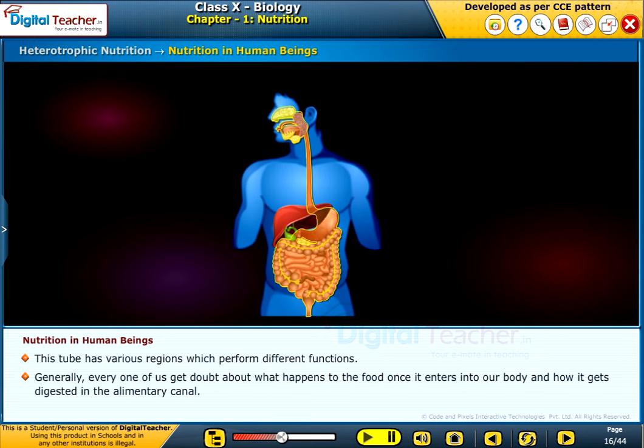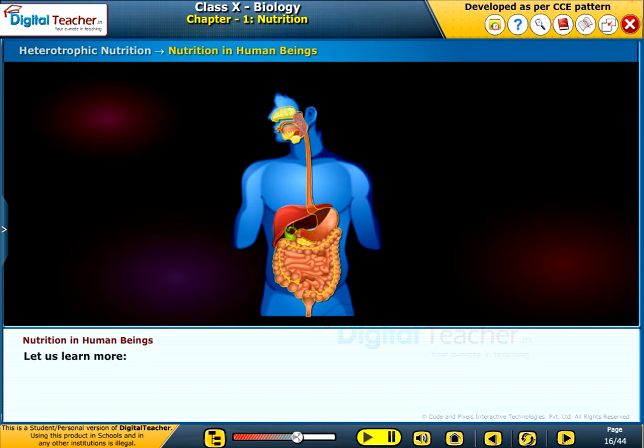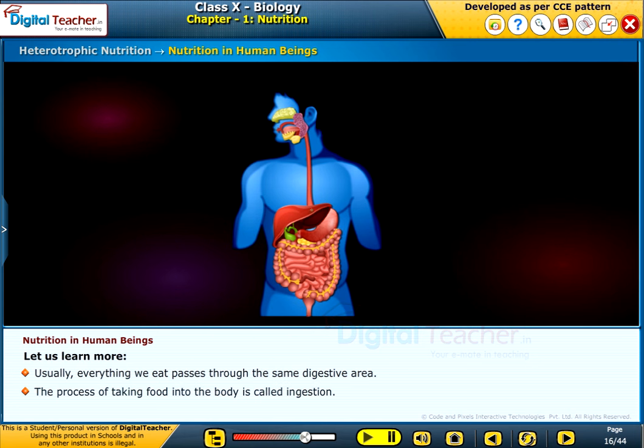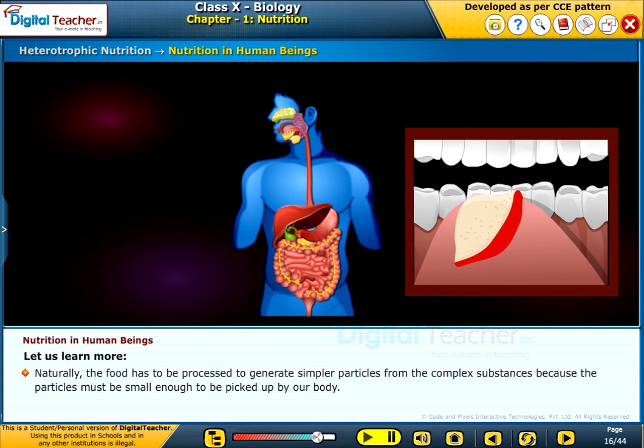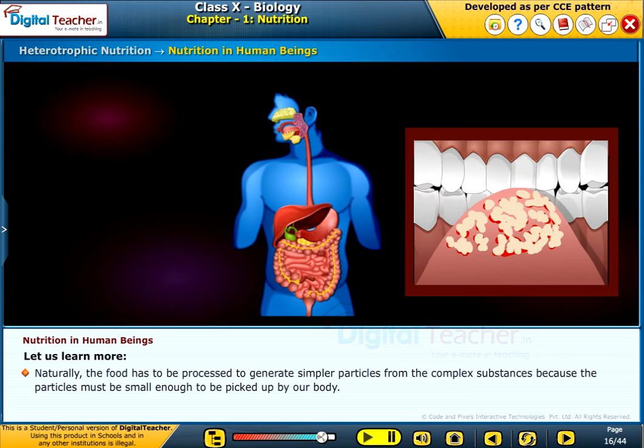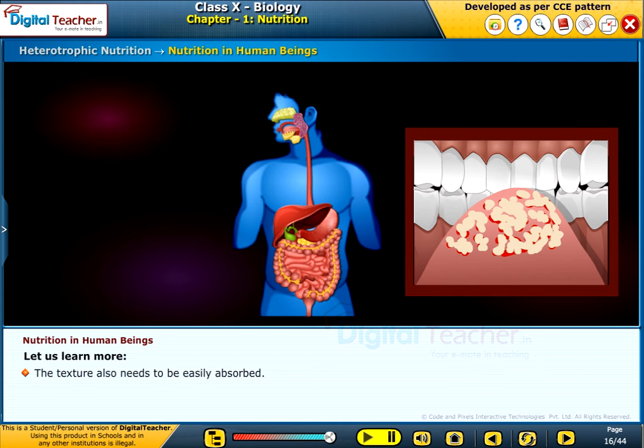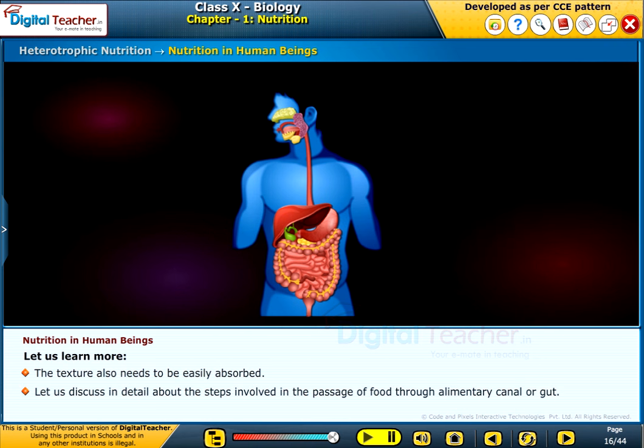Generally, every one of us has a doubt about what happens to the food once it enters our body and how it gets digested in the alimentary canal. Let us learn more. Usually, everything we eat passes through the same digestive path. The process of taking food into the body is called ingestion. Naturally, the food has to be processed to generate simpler particles from the complex substances, because the particles must be small enough to be picked up by our body. The texture also needs to be easily absorbed. Let us discuss in detail the steps involved in the passage of food through the alimentary canal or gut.